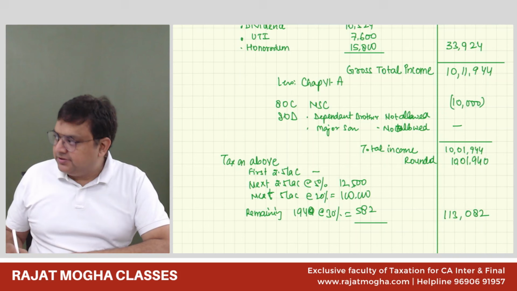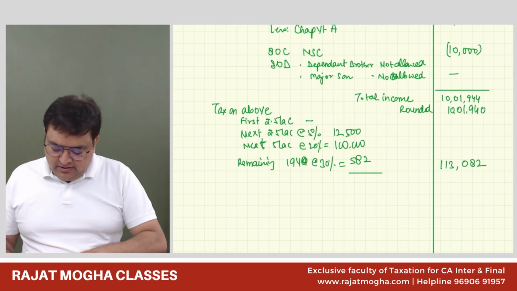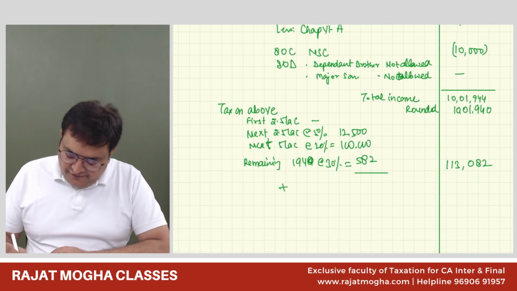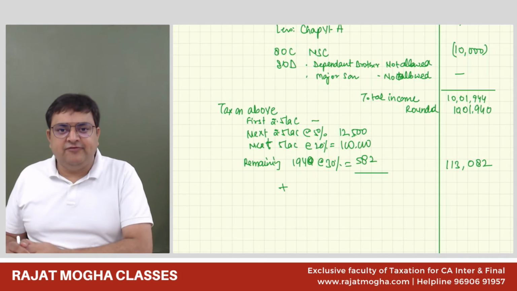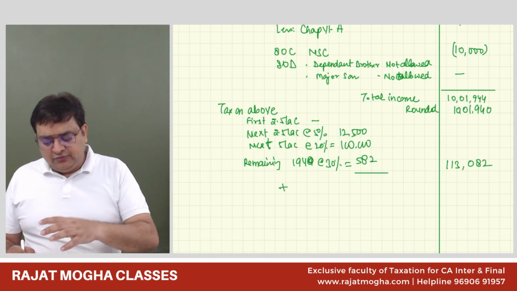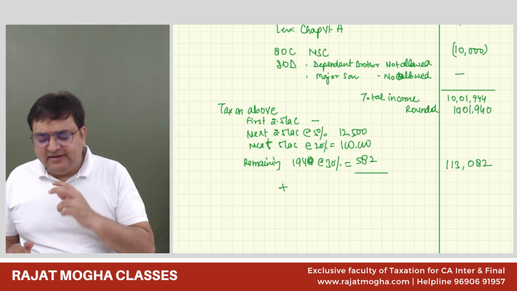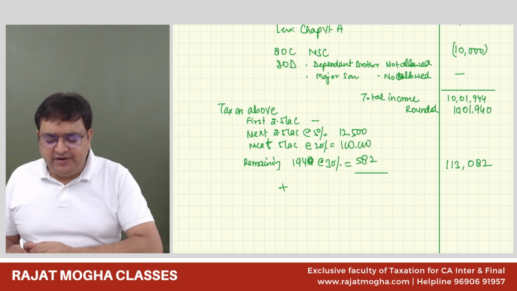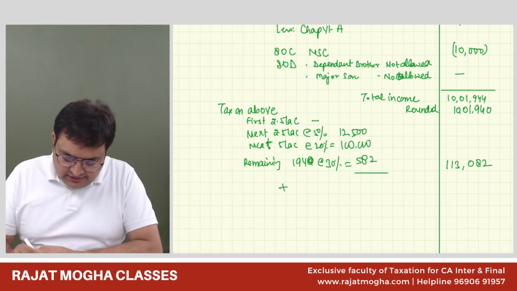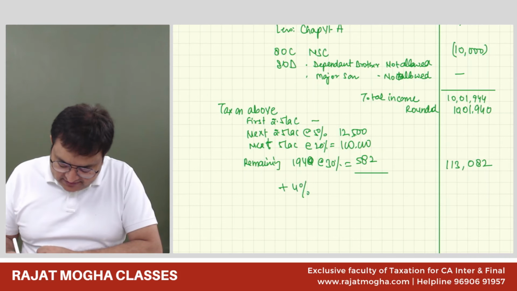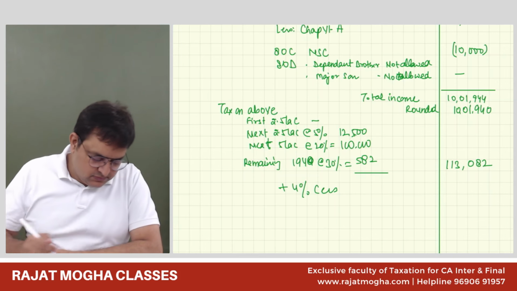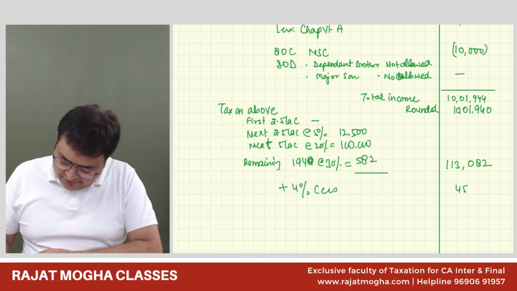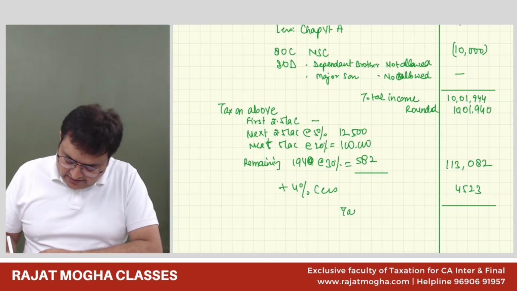1,13,082. Correct, Vignesh? Yes, sir. Now, will there be any rebate? No. The total income is more than 5 lakh rupees in the optional regime, so there would be no rebate. Second, will there be any surcharge? No, my income is not touching 50 lakh, so there would be no surcharge. So plus 4% health and education cess, 4,523. So you will get your tax liability.